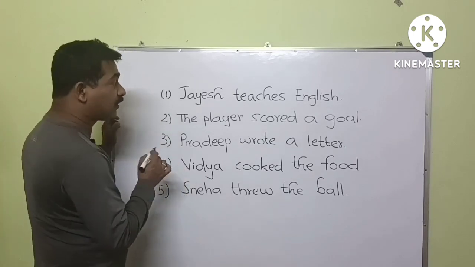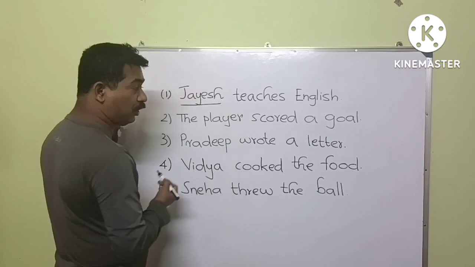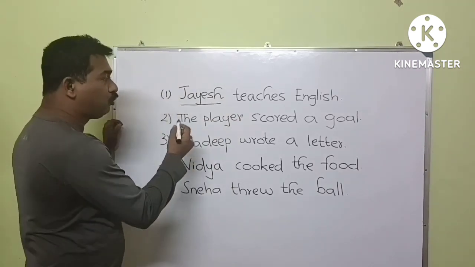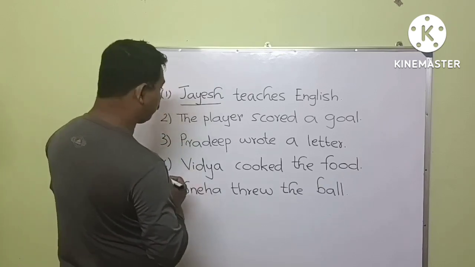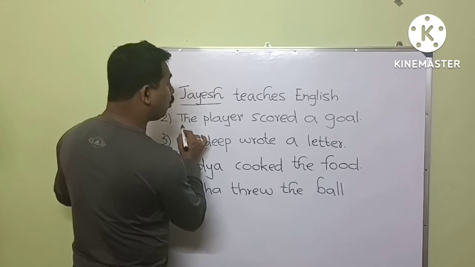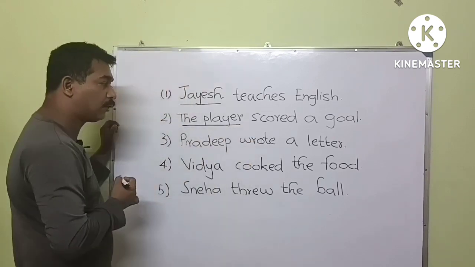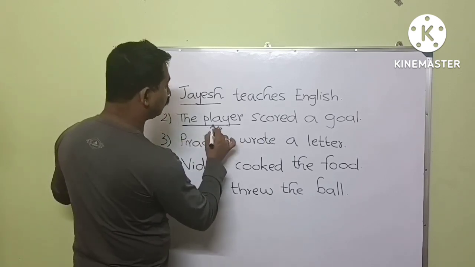Let me underline the subjects of these sentences first. Jayesh. Jayesh is the doer of the action. The name Jayesh is said to be the subject of the sentence. In the second sentence, who is the doer of the action? The player is the doer of the action. So the player is the subject.